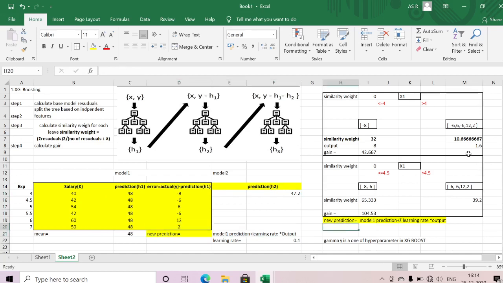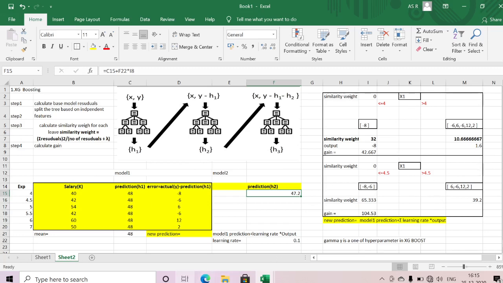For example, if we have 10 models, how do we calculate the prediction? For multiple models: the model 1 prediction, 48, plus the learning rate of the first model multiplied by the output of the first model, plus the learning rate of the second model multiplied by the output of the second model, plus the learning rate of the third model multiplied by the output of the third model. This is the way we calculate the final prediction for multiple models. Here we calculated for a single model; similarly we expand the summation of learning rate multiplied by output for multiple models. The base prediction is always constant.